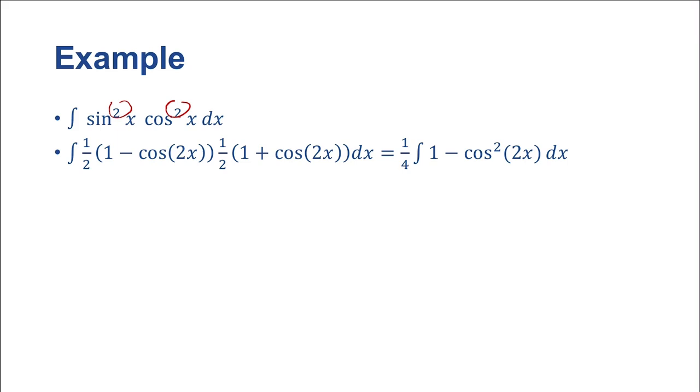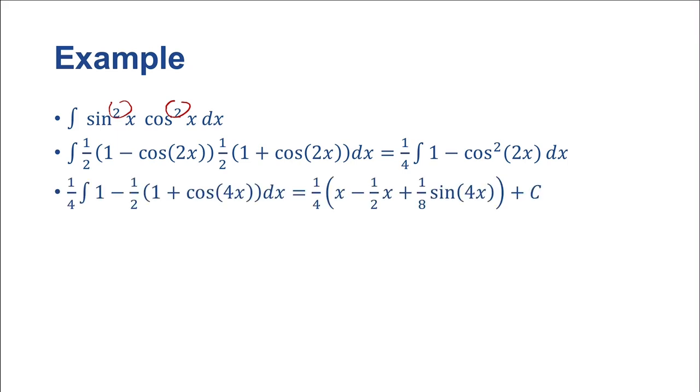This is going to give us the integral of 1/2 times 1 minus cosine 2x times 1/2 times 1 plus cosine 2x dx. We take out the 1/4 constant, multiply, FOIL everything out. It gives us 1 minus cosine squared of 2x dx. Okay, now we're going to need to apply that identity again. This is going to give us 1/4 times the integral of 1 minus 1/2 times 1 plus cosine of 4x dx, which is equal to 1/4 times x minus 1/2 x plus 1/8 sine of 4x plus c. I know that was quite a mouthful.